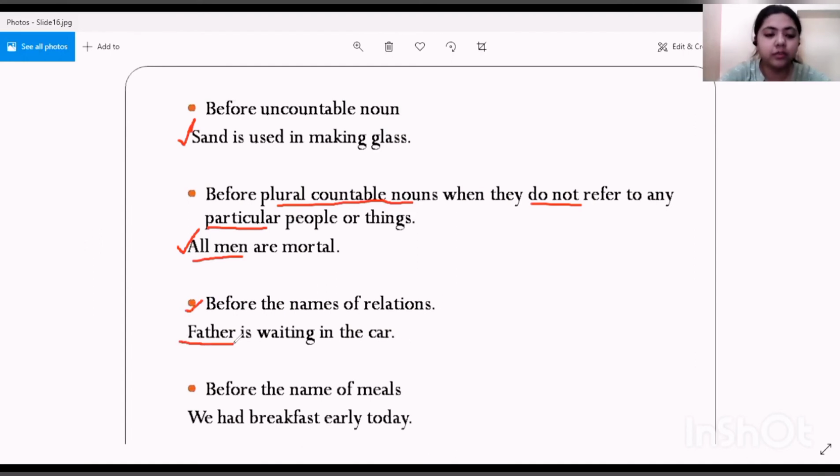Father, mother, brother, sister, or any relation is not preceded by any of the articles. Then before the name of meals, we had breakfast early today. No usage of article over here. We had the breakfast is wrong. We had our breakfast is wrong, and the would not be used at all. So we had breakfast early today. We had lunch. We'll be having dinner at 8 p.m. So no article.